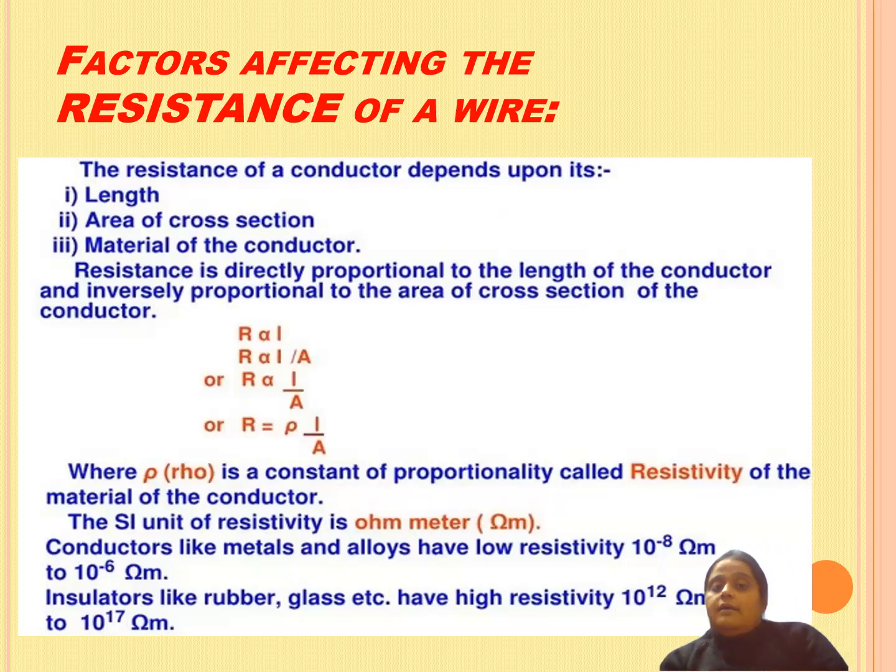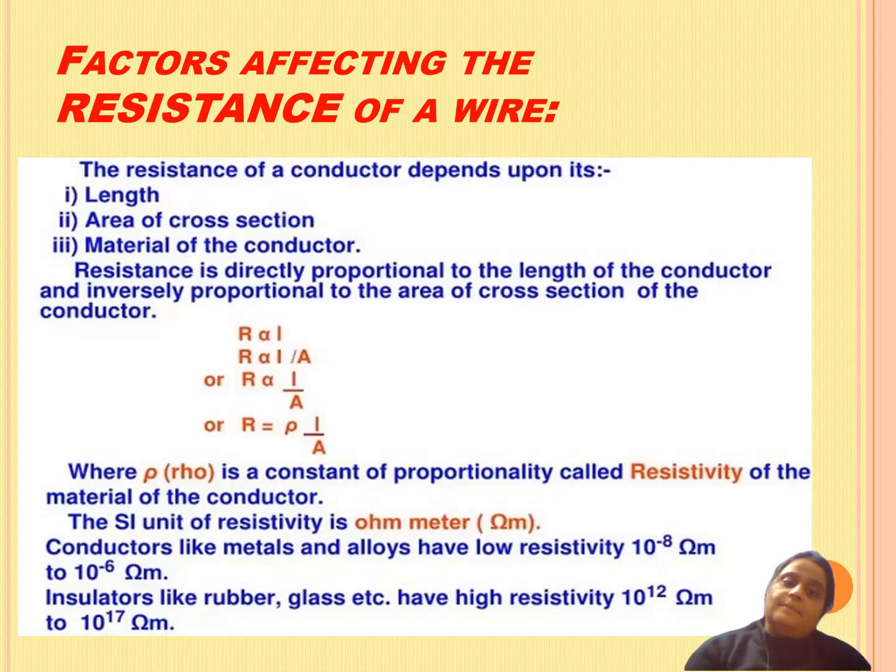So, is there anything which affects the value of resistance? Yes, there are four factors: the length of the wire, the area of cross section, the material of the conductor, and one more, the temperature, which we generally discuss in more detail in senior classes. But temperature also is one of the factors that affect the resistance. But let's discuss these three.